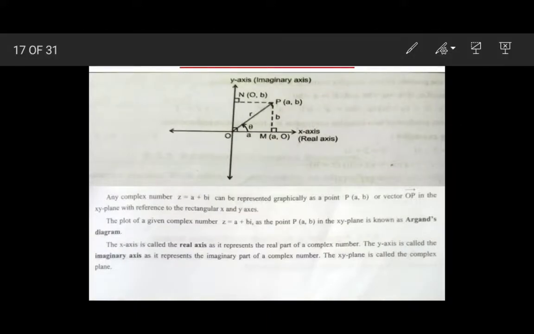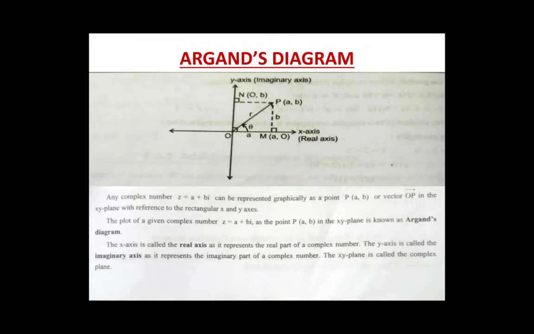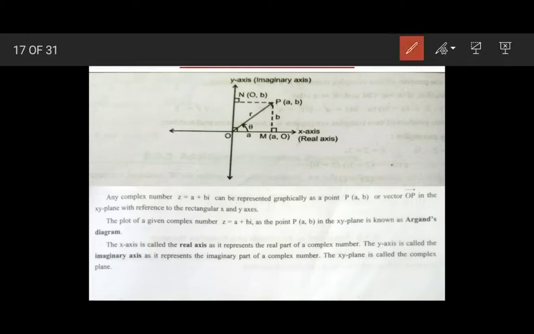Then here is the Argand diagram. This is how we can represent a complex number in trigonometric form. As you can see in this diagram, this is known as the Argand diagram. This is the point P with coordinates a and b, where a complex number z can be written as a plus bi. So by taking this a and b, we can plot this P.